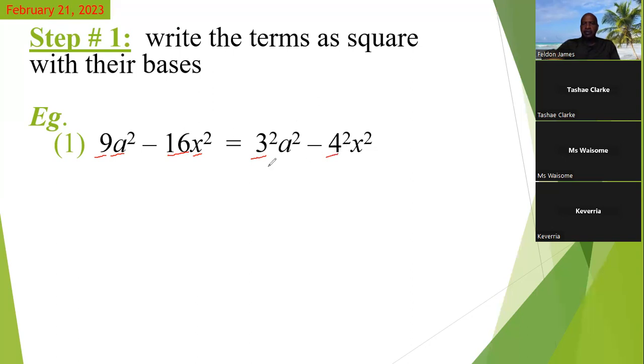So it means that once we write it like this, our aim is to ensure that we can clearly see that the first term is a square term, and the last term is also a square term. If we put all the squares of the first term in brackets, then we have 3a squared, and all the squares of the last term in brackets, the bases, then we would have minus 4x all squared. And clearly now we can say, yes, we have a difference of square.